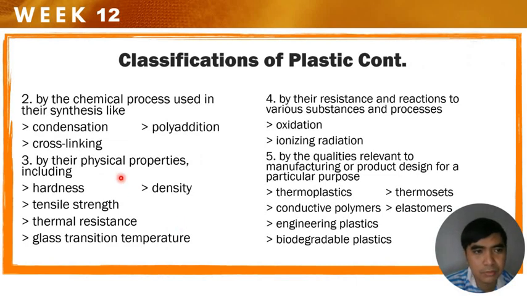Then number 2, by the chemical process used in their synthesis, like condensation, cross-linking, and polyaddition. So when we say condensation, it is twinned with polymerization. It is a form of step growth polymerization where smaller molecules or monomers react with each other to form larger structural units, usually polymers, while releasing byproducts such as water or methanol molecule. The byproducts are normally referred to as condensate.